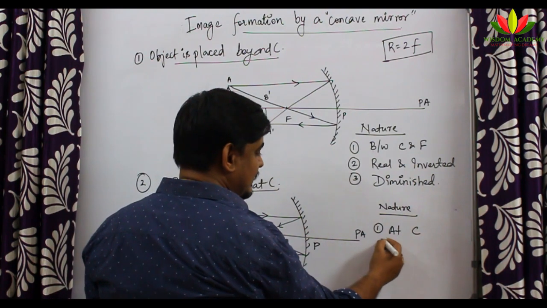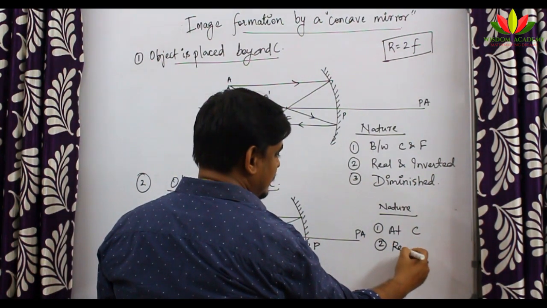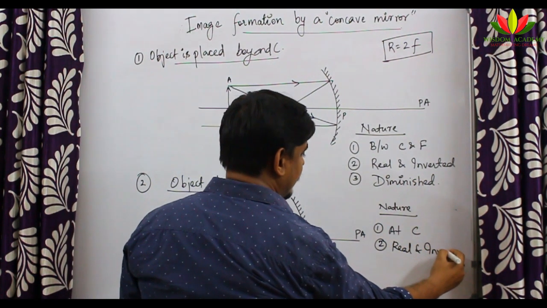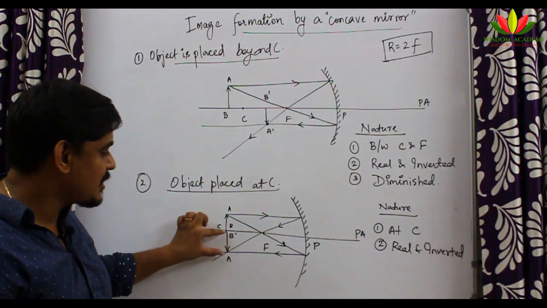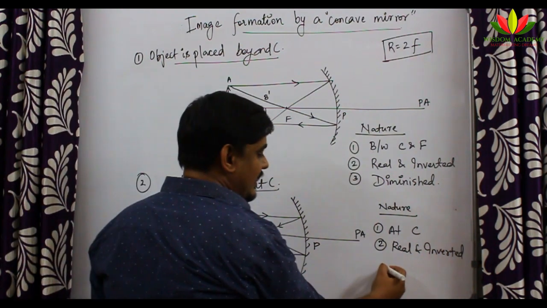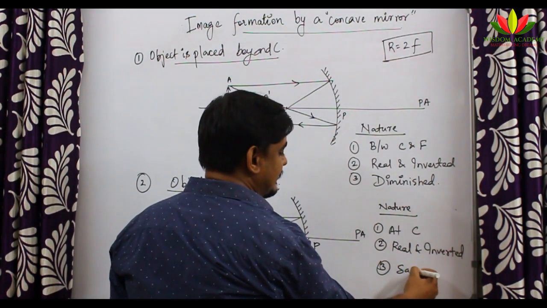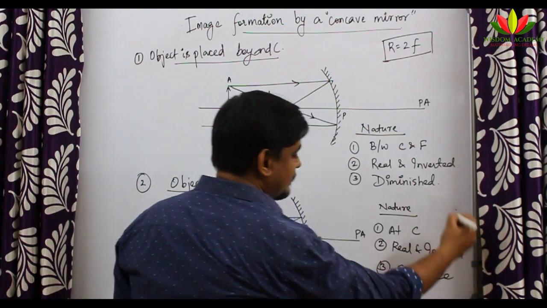Second, its characteristic: definitely it is real and inverted. As it is seen, it is real and inverted. And what is the size? See, AB and A'B' have the same size. So I can write here the image is of the same size.